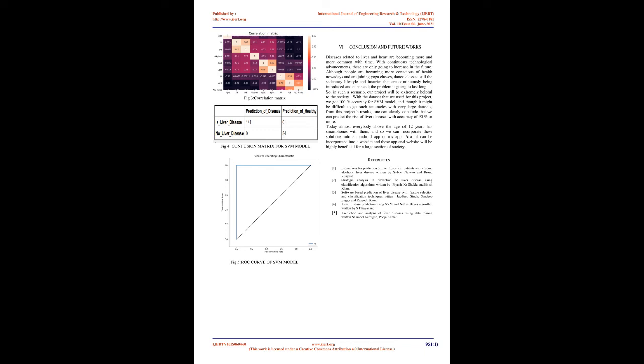With the dataset that we used for this project, we got 100% accuracy for the SVM model, and though it might be difficult to get such accuracies with very large datasets, from this project's results one can clearly conclude that we can predict the risk of liver diseases with an accuracy of 90% or more.